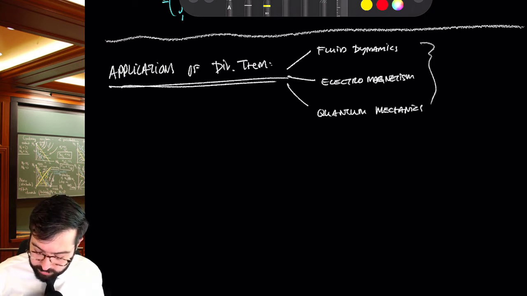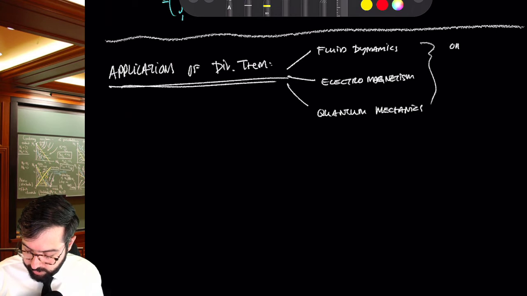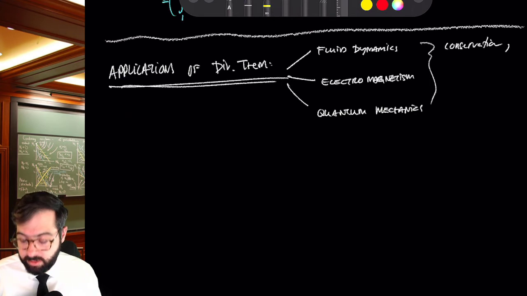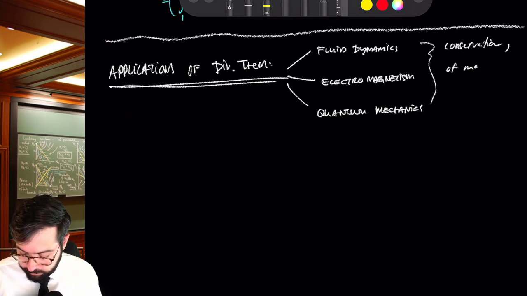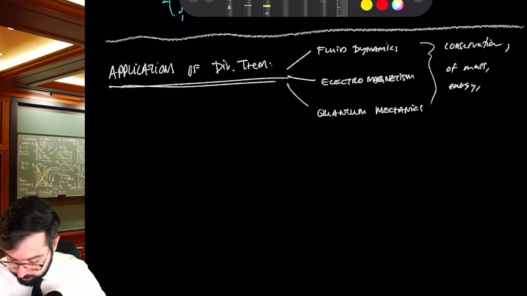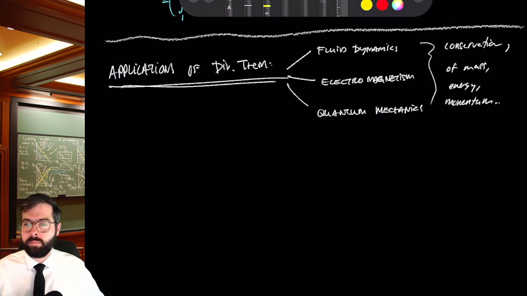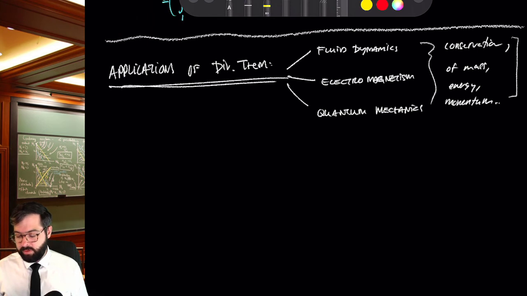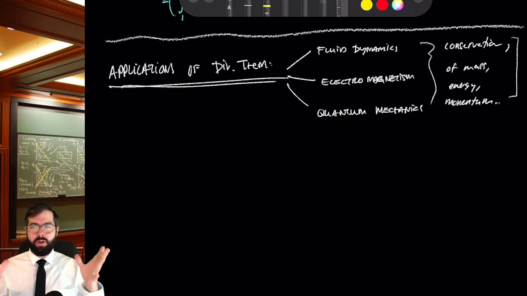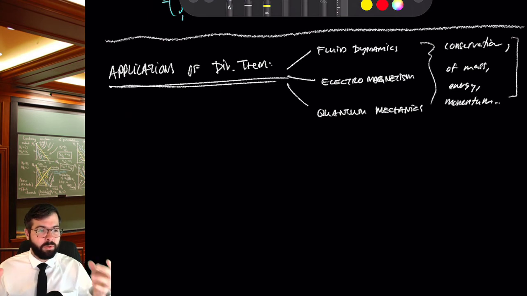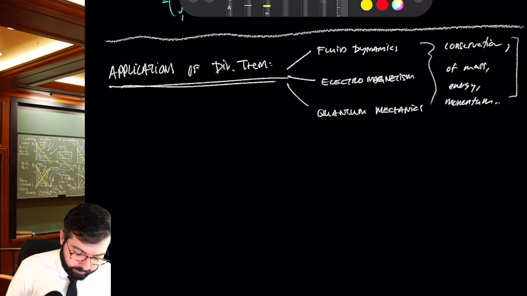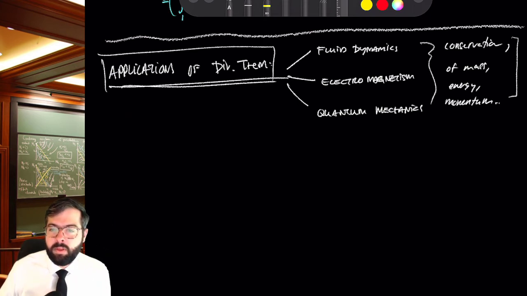And again, all of these are related using the divergence theorem because they have laws of conservation, which you looked at some of Maxwell's equations yesterday or last time. Conservation of mass, energy, momentum. So the divergence theorem helps generate the differential forms and the integral forms of those equations.